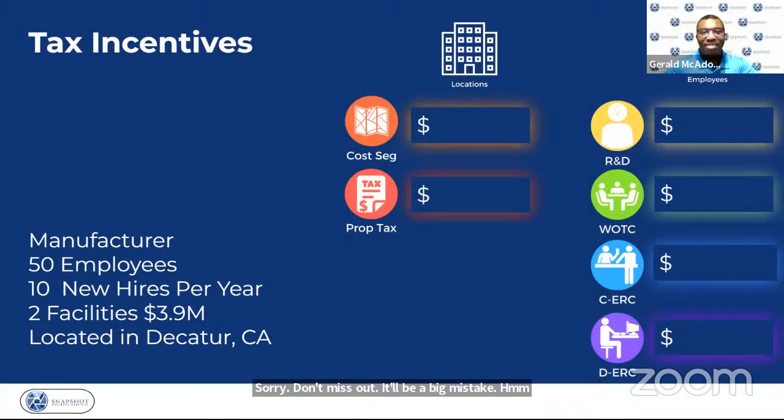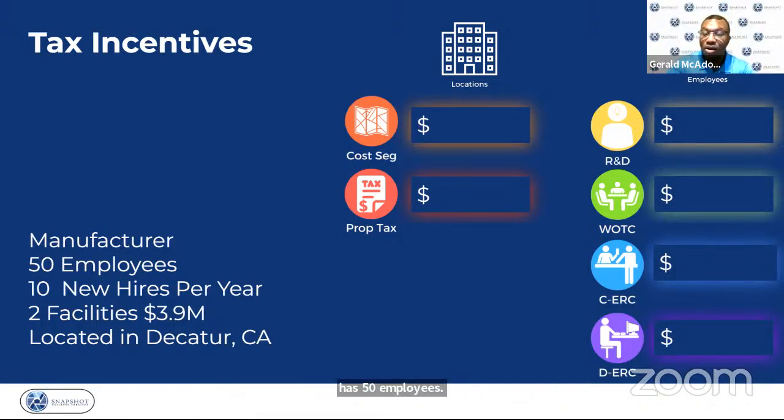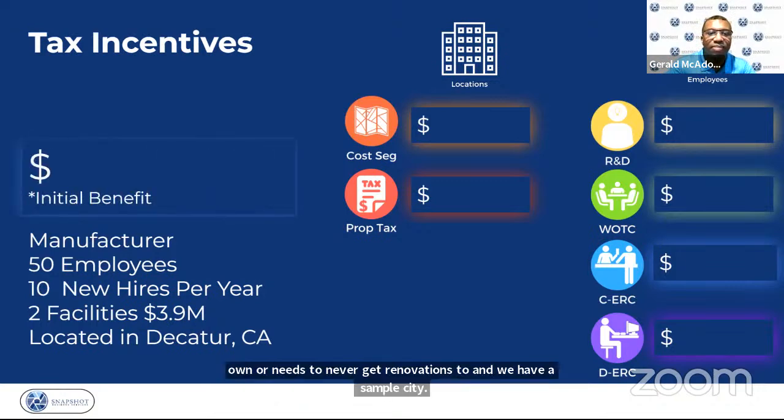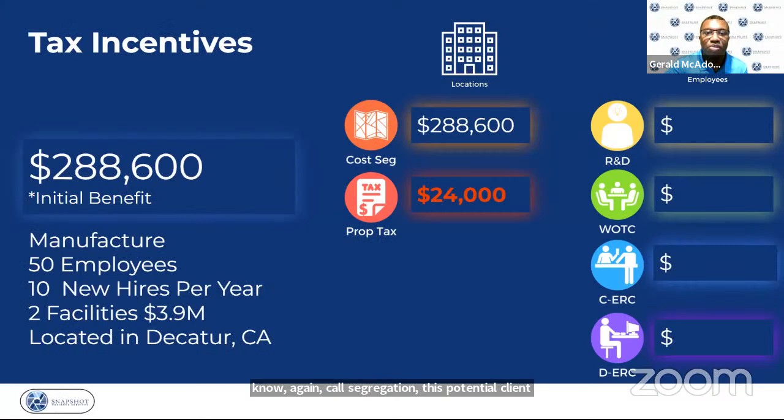So let's look at that sample company for a moment. Now, this would be a manufacturer, has 50 employees. They hire about 10 people a year. Maybe they have 2 facilities that they own or made significant renovations to, and we have a sample city here as well. So when we look at this, let's start with those location-based incentives. So again, cost segregation, this potential client could get $288,000 just for owning the building. We do a property tax review, and there's some reduction there of $24,000. So we're going to tag that on and see it starts to add up.